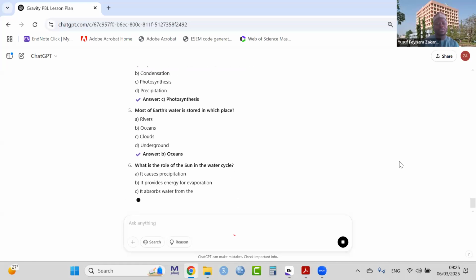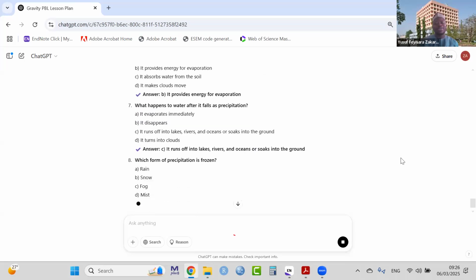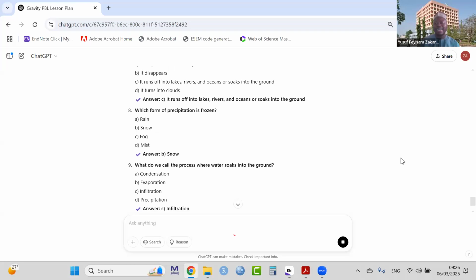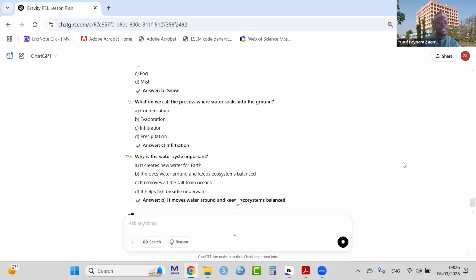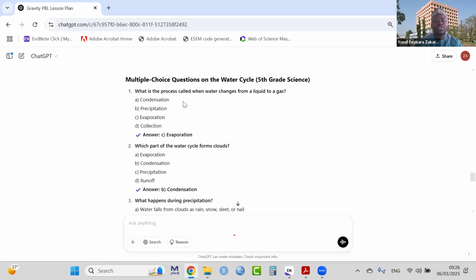All right, so the 6th question is being generated. Look at the number of hours you are going to spend coining all these things and be looking for unique answer, distractor, and stuff like that. So this is done. We have it. Okay, so it says multiple choice questions on water cycle, 5th grade science class. You can use it as a worksheet in the classroom. All right. So what is the process called when water changes from a liquid to a gas? Say it's evaporation.